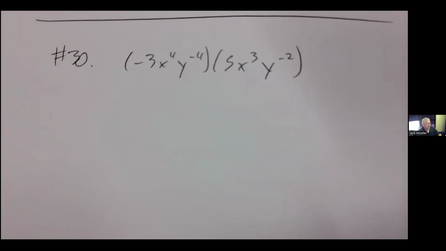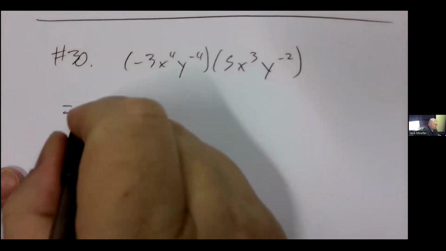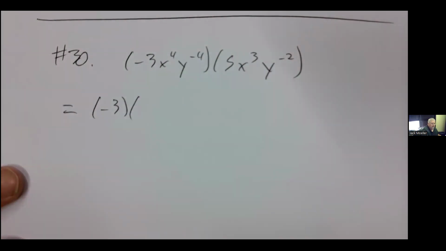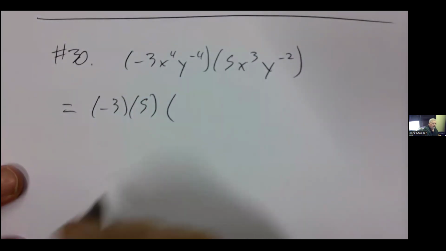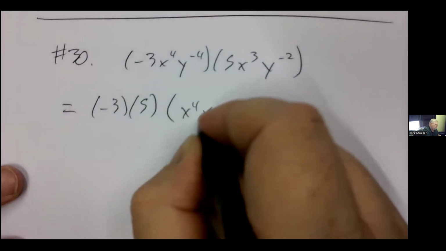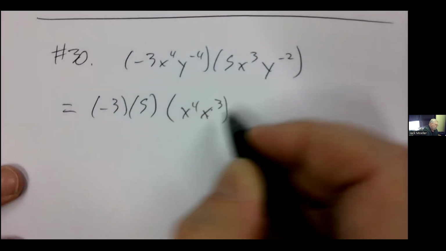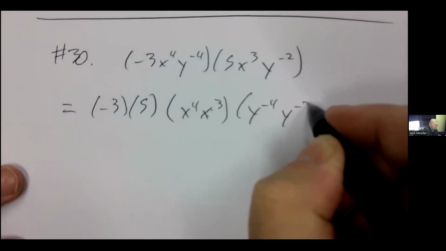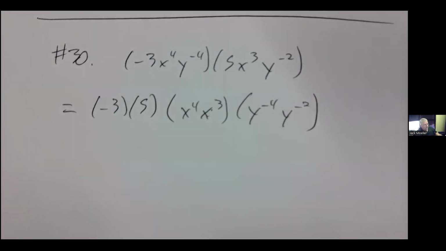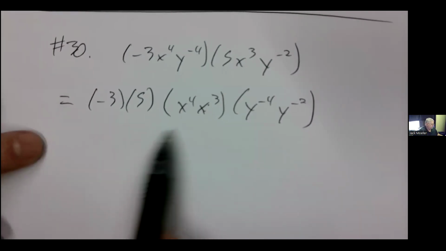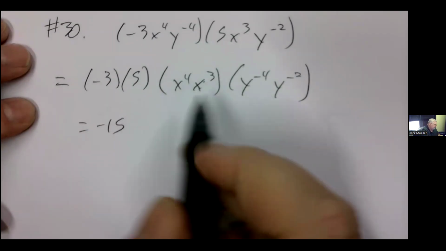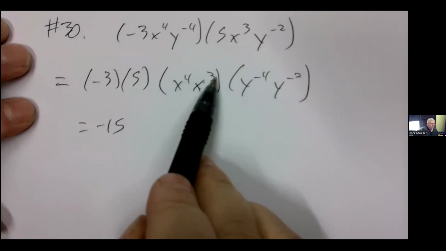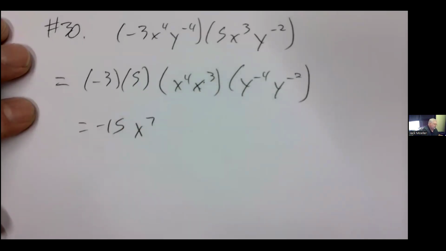Well, this is all multiplied. So I highly recommend that you put the numbers with the numbers, and the x's with the x's, and the y's with the y's. So negative 3 times 5, we have x to the 4th times x to the 3rd, and then y to the negative 4th, y to the negative 2. The numbers and the x's are relatively straightforward on this one. That's negative 15. And for the x's, we have 4 plus 3, that would be x to the 7th.